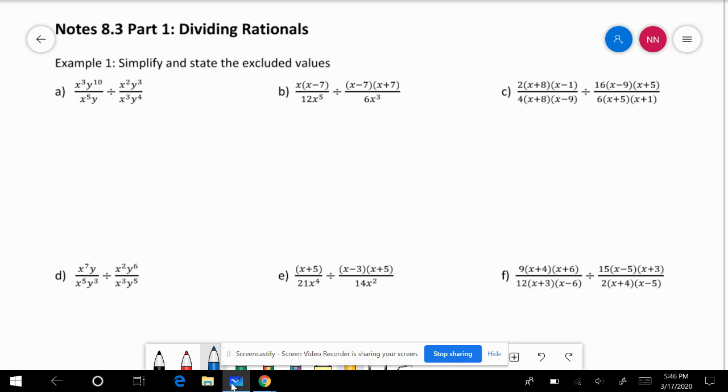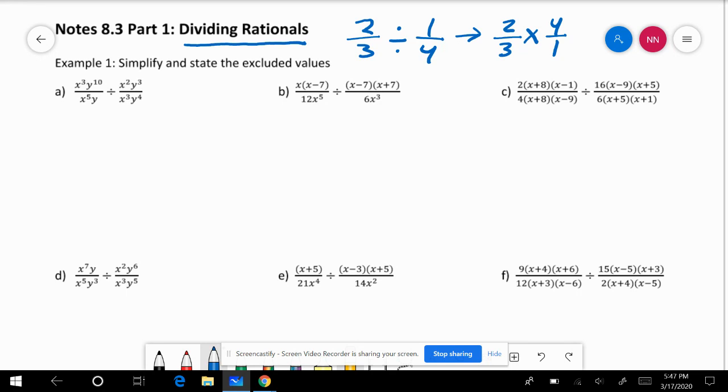What we're going to do now is we're going to be dividing rationals. When we're dividing rationals, the first thing that we have to do is we have to flip the second term. This is going back to junior high where you have 2/3 divided by 1/4. And remember, that's the same thing as 2/3 times 4/1. We're going to do the same thing.